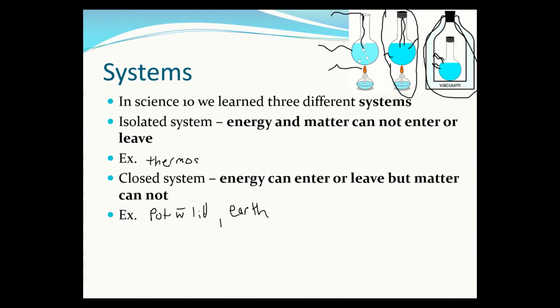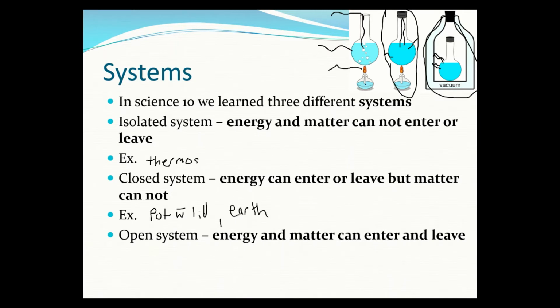People leave the Earth technically, but not considering the mass of the Earth. The mass of the people that leave is not that big. Same with asteroids coming in. It's not that much. So we can say Earth is relatively a closed system. And then an open system, which I explained at the beginning, is matter and energy can leave. So if we take the cap off, water can escape out the top as steam, and energy can leave off the side. So a pot without the lid would be the open system.